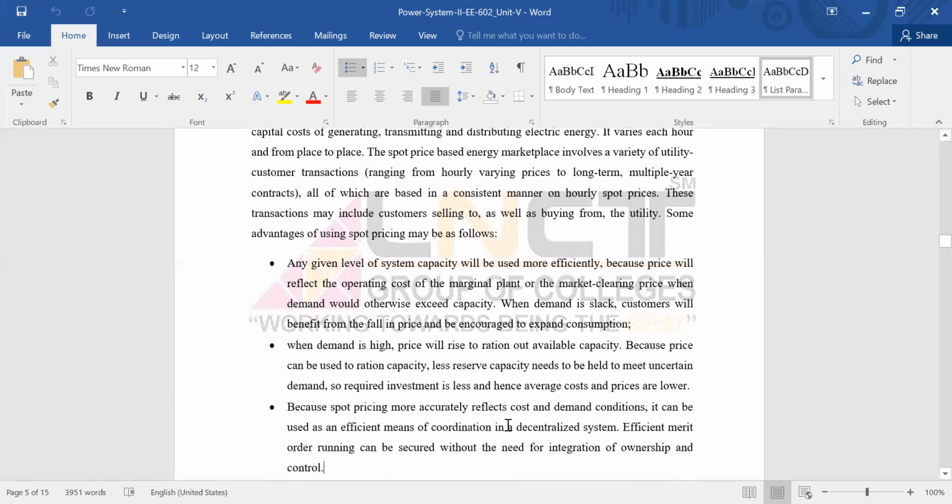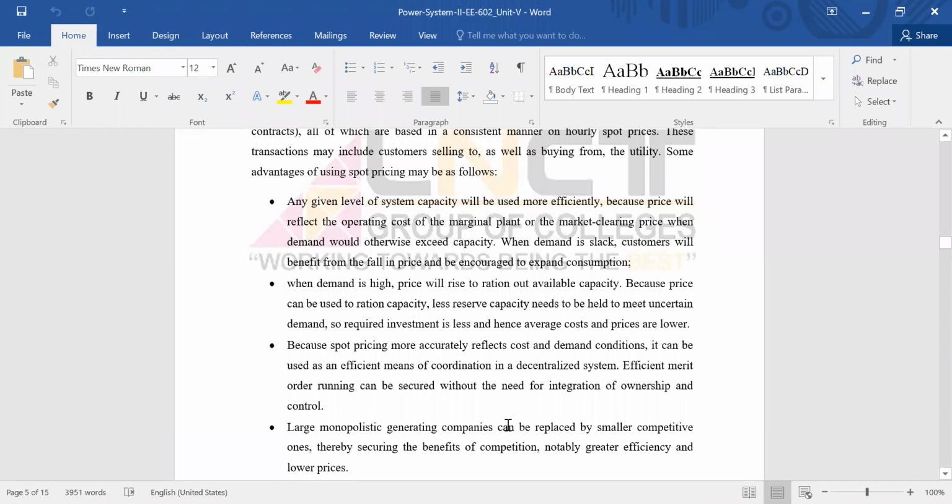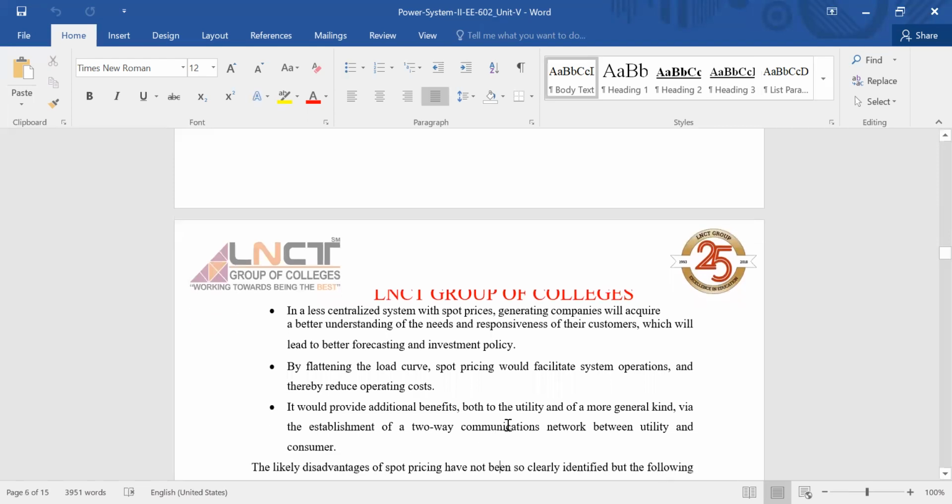When demand is high, price will rise, and available capacity will be there because price can ration capacity. Less reserve needs to be held to meet uncertain demands. So the lead investment required is less, and averaging cost and price is lower. Because spot pricing appropriately reflects cost and demand conditions, it can be used as an efficient means of coordination, efficient merit ordering and running can be achieved without the need for integration of ownership of the system, right? So these are some points.